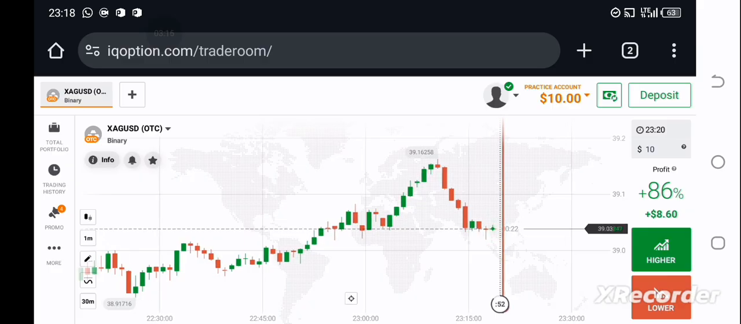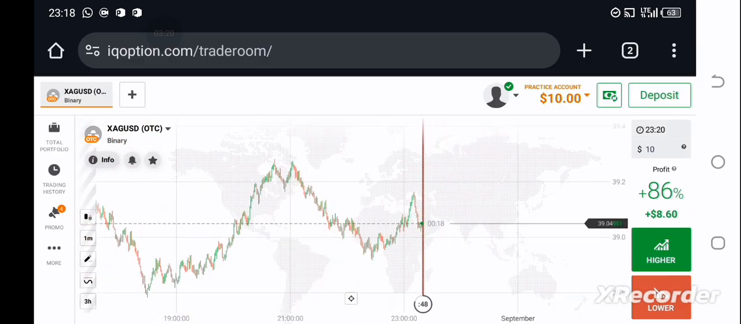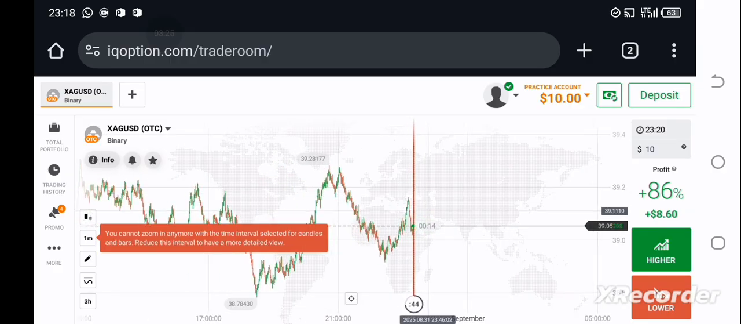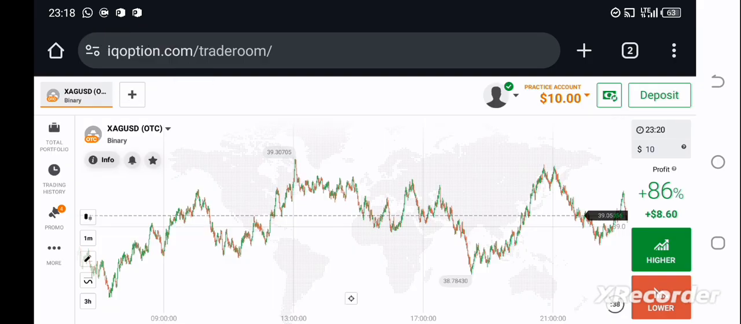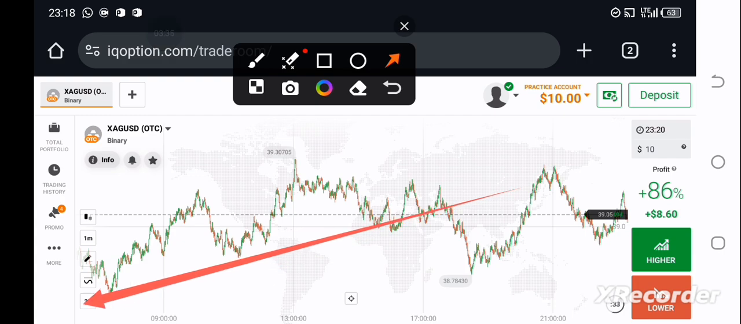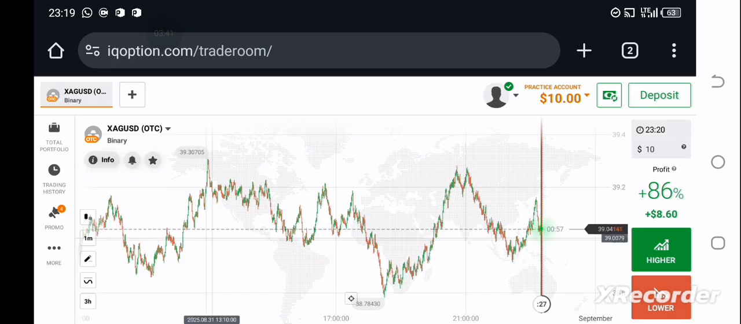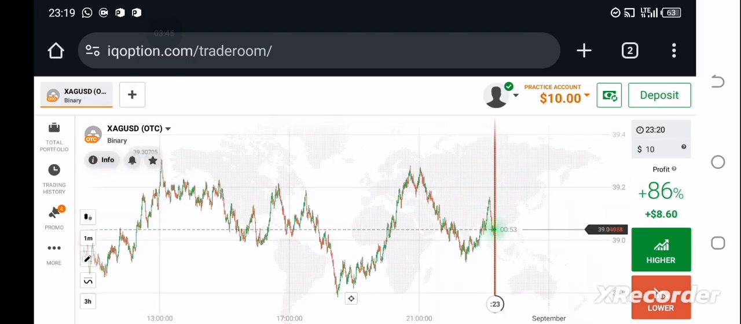If you are zooming out your chart like this, you will notice that this particular timing here is either expanding or decreasing. This chart now, it is written 3 hours there. That means you are seeing the chart for the entire 3 hours.